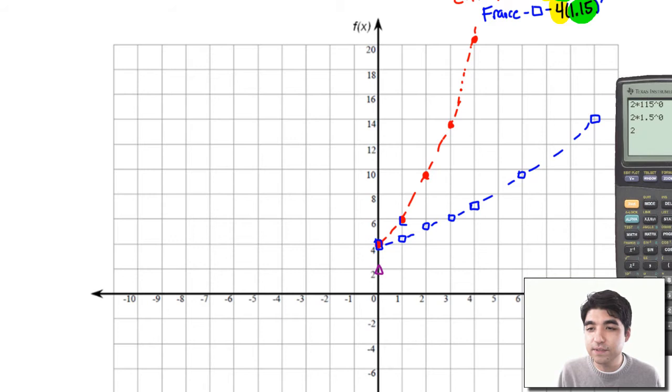And then we got 2 times 1.5 to the 1 power, that equals 3. And then we got 2 times 1.5 to the second power, that equals 4.5. And then 2 times 1.5 to the third power equals 6.75. And then 2 times 1.5 to the fourth power equals 10.125.